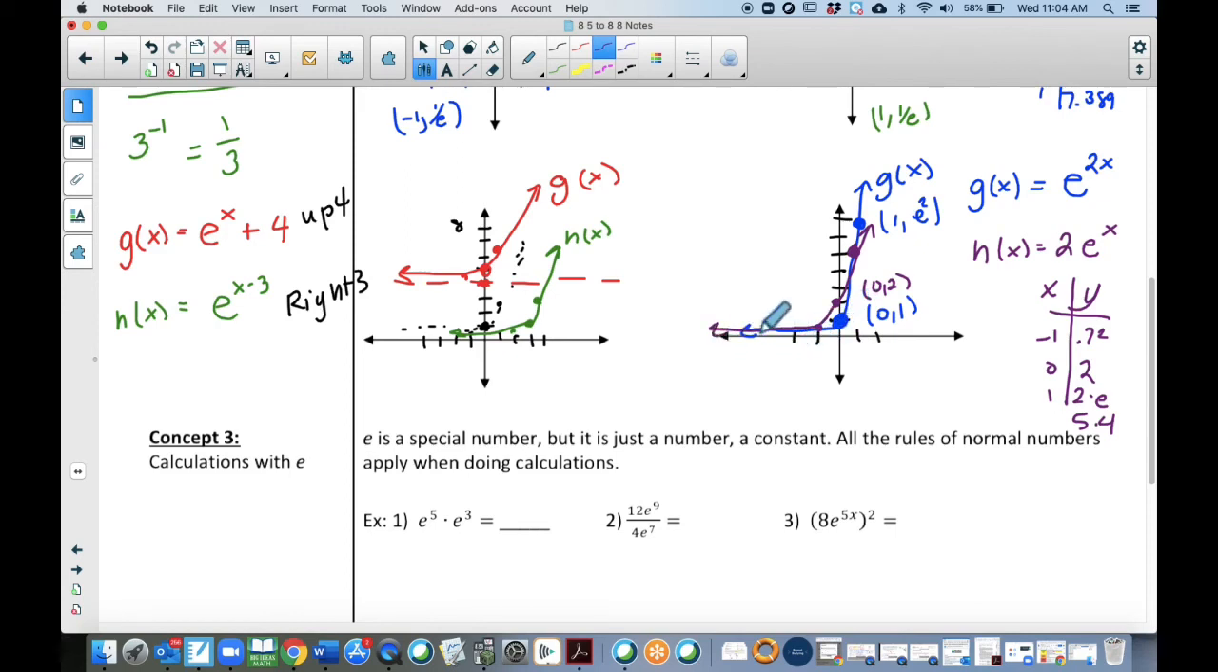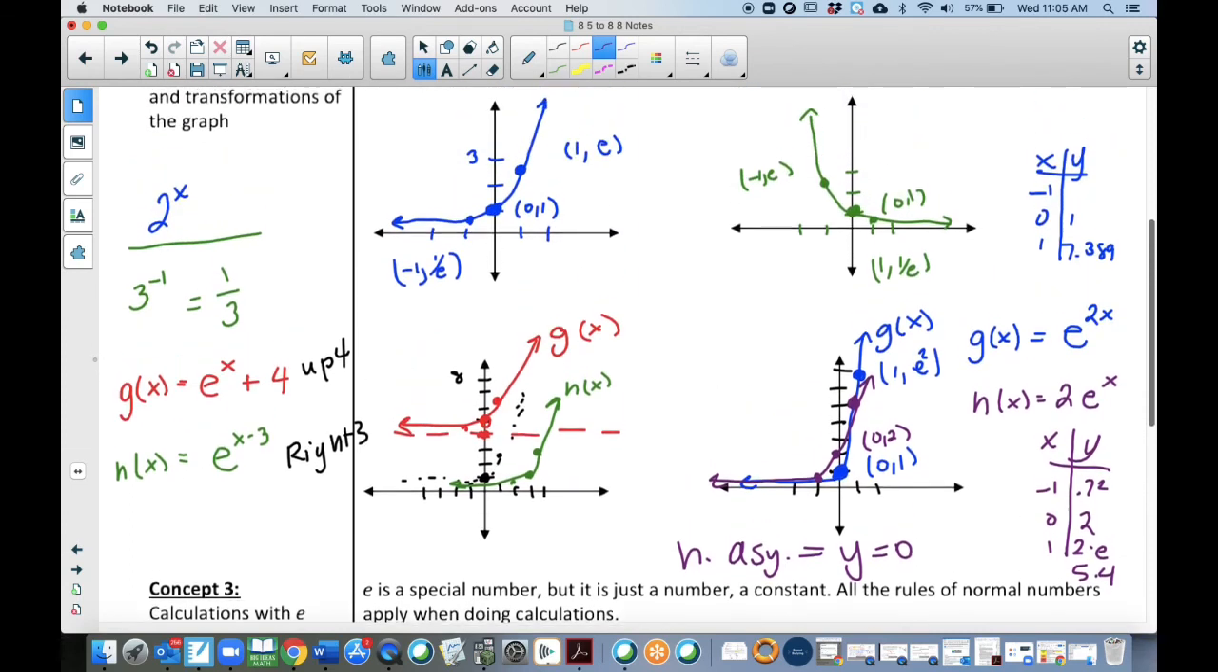Now each of these still has an asymptote at 0. The horizontal asymptote is still at y equals 0. It's still going to be there. Okay, that's graphing.